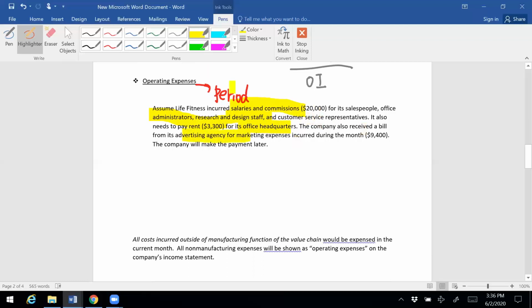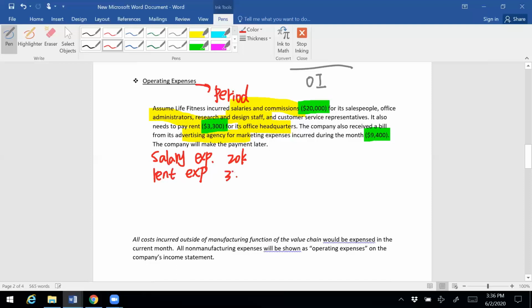One is general administrative, 20,000, and then you have a rent, 3,300. You also have a marketing expense, 9,400. And you will make a payment later. So those are the operating expense because these are not product cost, they are period cost. So we just expense them directly. We have a salary expense 20,000. We have a rent expense, 3,300. And then we also have advertisement expense 9,400.